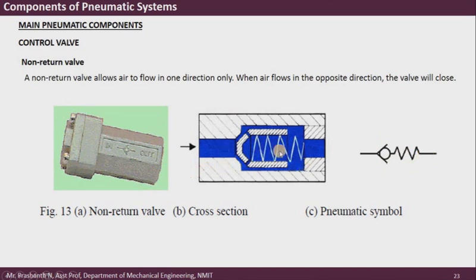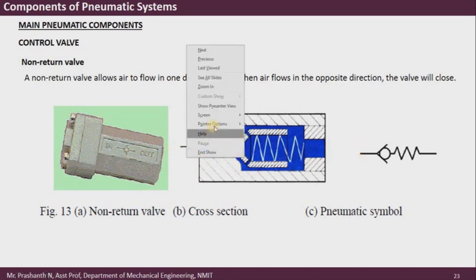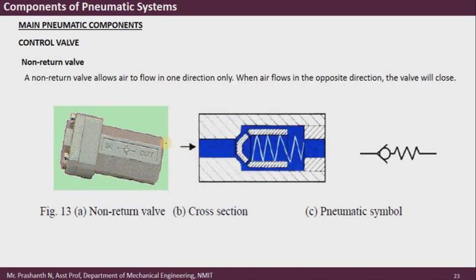Basically how this works is very simple. Suppose I pass the air in this direction, so the air will enter and it will push this ball or this element, and this element will be pushed against the spring force, and as a result the air will get the passage, so it will move and escape to the other end. That is how the air will be able to move from this side.